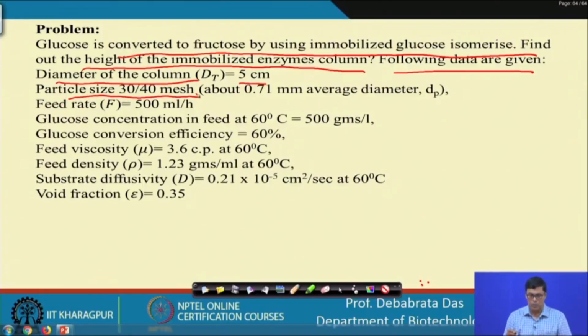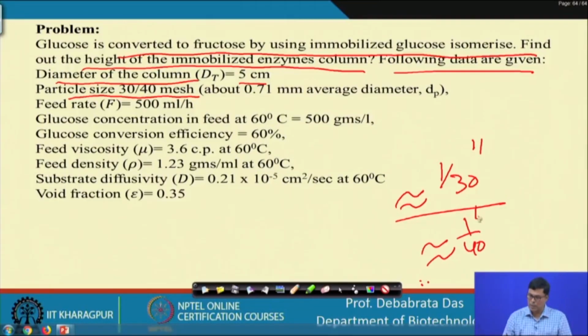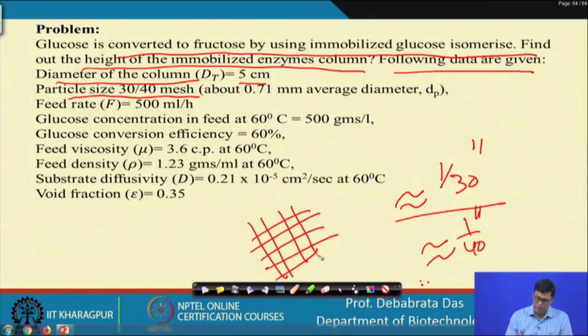What do you mean by 30 to 40 mesh? I can tell you that 30 mesh means approximately 1 by 30 inch, approximately, not exactly, and 40 mesh means approximately 1 by 40 inch. So you have a sieving machine with a sieving plate, and in this the pore size is 1 by 30. 30 mesh means bigger size and 40 mesh means smaller size.